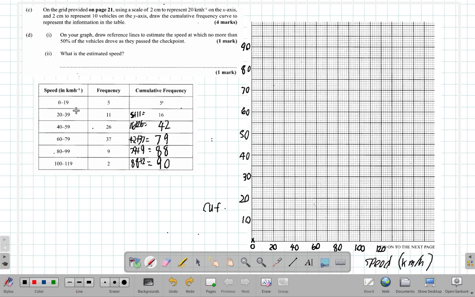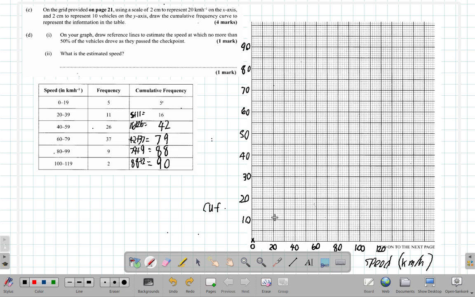Now, 5 vehicles went up to 19 kilometers per hour. But don't plot above 19. It could have been up to 19.5, but not touching it. Could have been 19.49, could have been 19.499, and you round it back down to 19. Could have been 19.4999, and to the nearest kilometer per hour you round it back to 19.